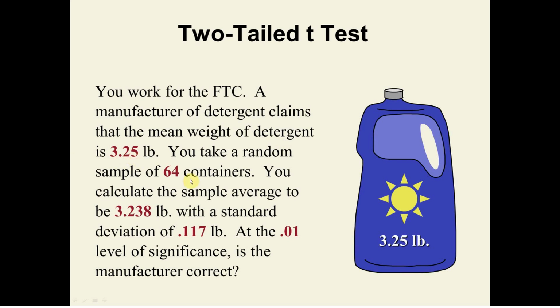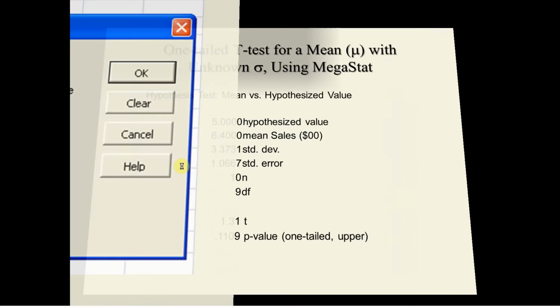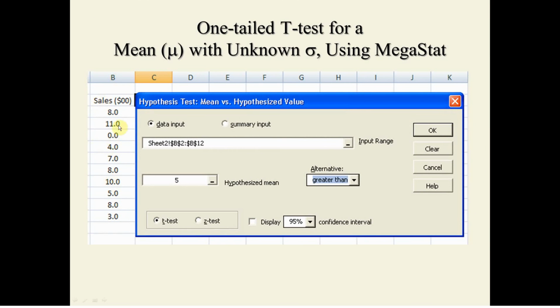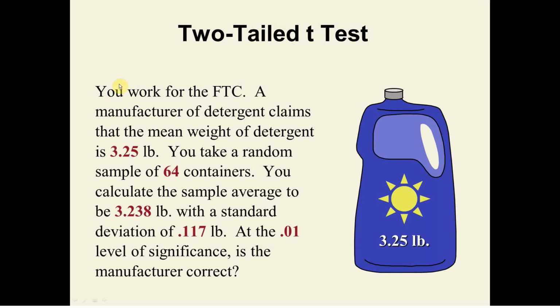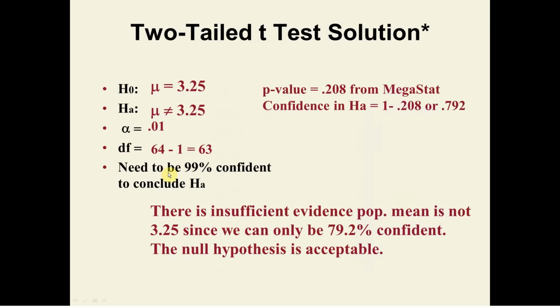Now notice that we have a sample of 64. In these other ones, we did not have a sample of at least 30. So in those cases, we should check whether the data is normally distributed or not to meet the t-test assumption. In this case, we don't need to bother because there are more than 30 data points. So we state the hypothesis. Mu is equal to 3.25. That's going to be the null because it has the equality. So the alternative is not equal. Alpha is equal to 0.01.